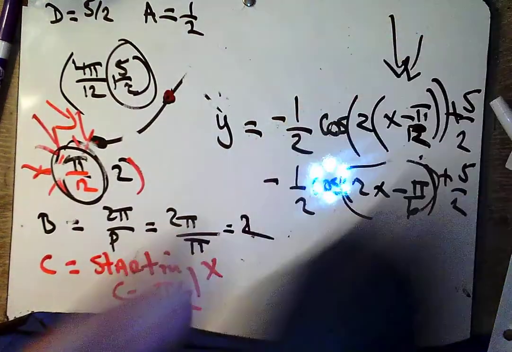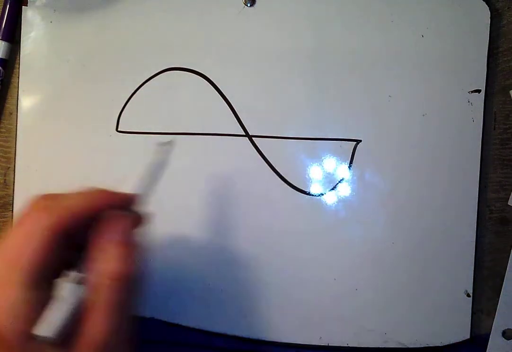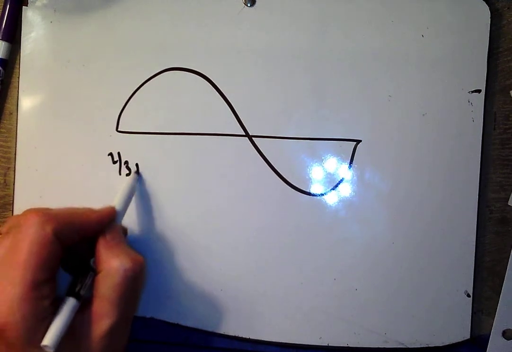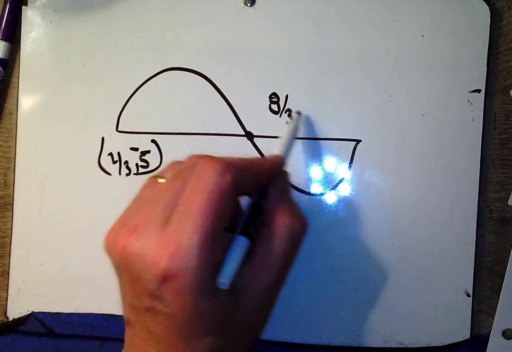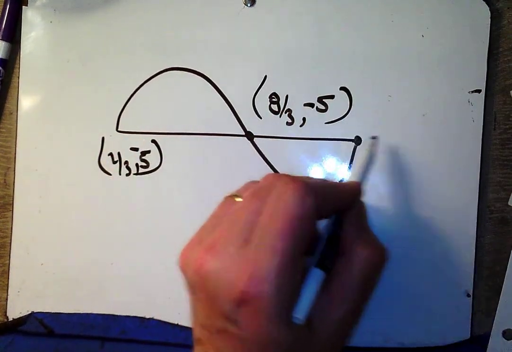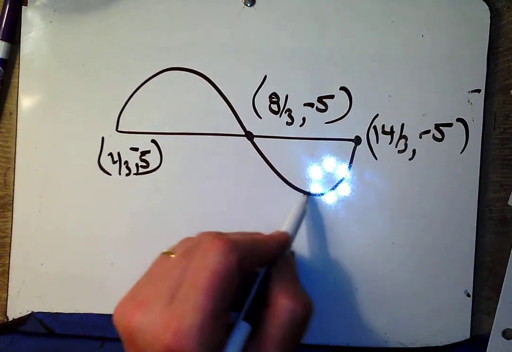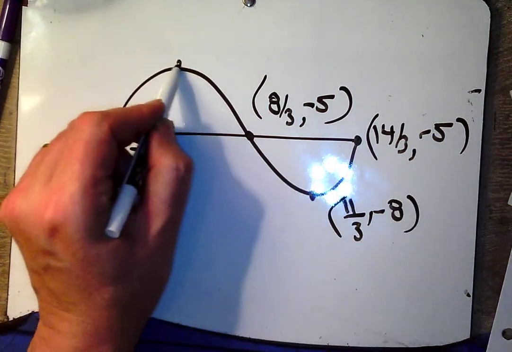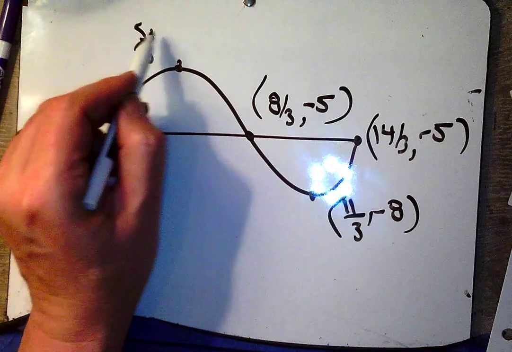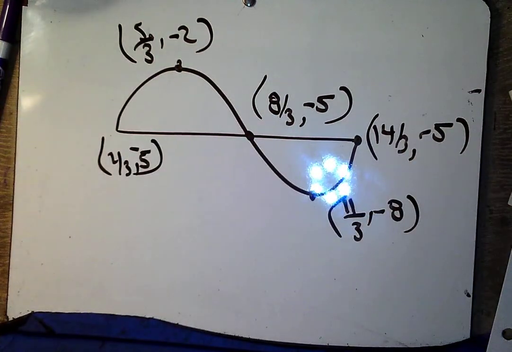Okay? All right, so here's one for you to do. See what you can make of this one. This is 2/3 negative 5. This is 8/3 negative 5. This is 14/3 negative 5. This point here is 11/3 negative 8. And here, 5/3 negative 2. Okay, let's write the equation for that.